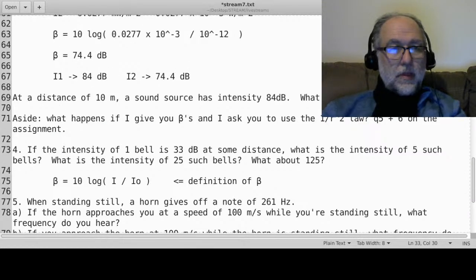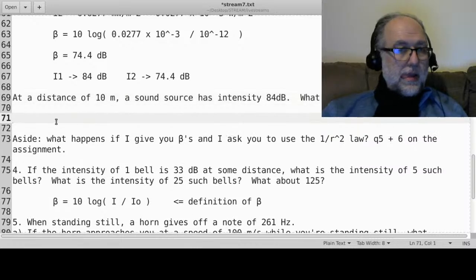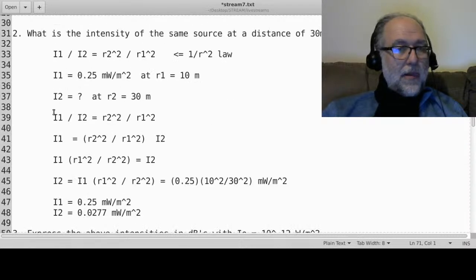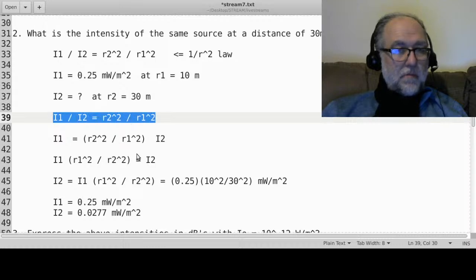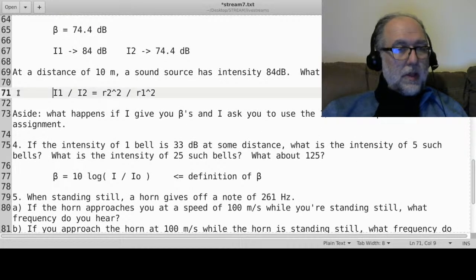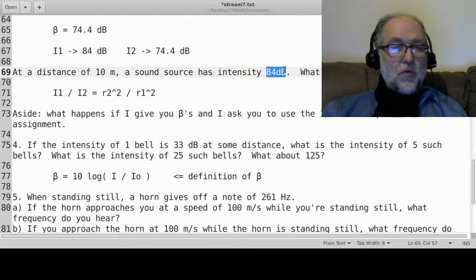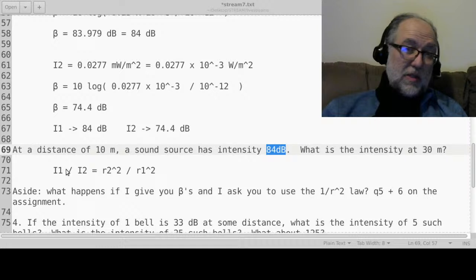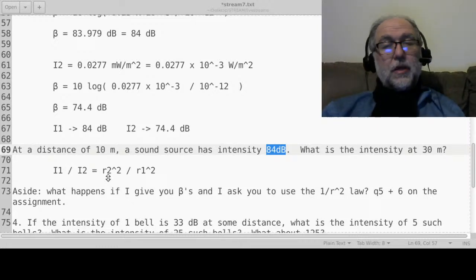Oh, it didn't cut and paste. How come? All right, let's try that again. You have to use this formula right here. All right, there we go. But I gave you, oops, scroll down. I gave you beta, and this formula is in terms of I's. So how do you do it?